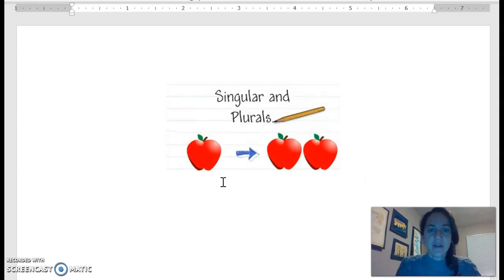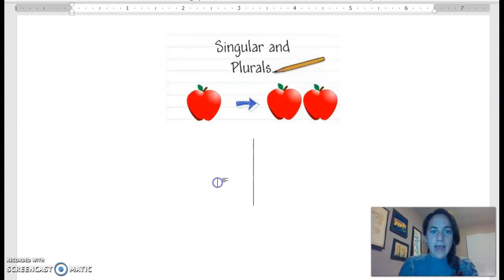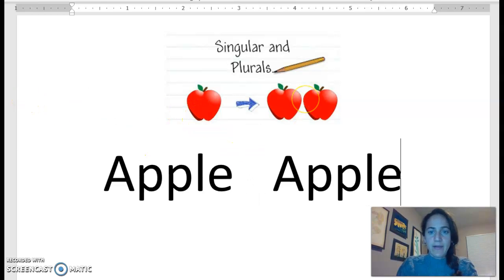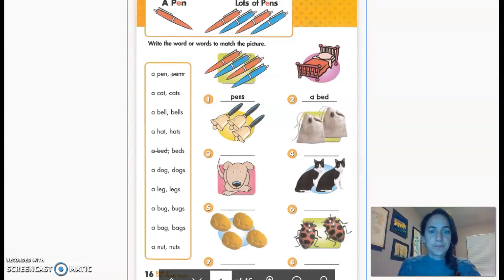Let's do another example before we do our worksheet. So here I have a picture. Here, what are these? Yes, apples. Let me write it. Apple. Here I have apple, right here, because there's one. And here I have apples. What is different? Yes, this one has an S because I have more than one. Now let's do an activity sheet.